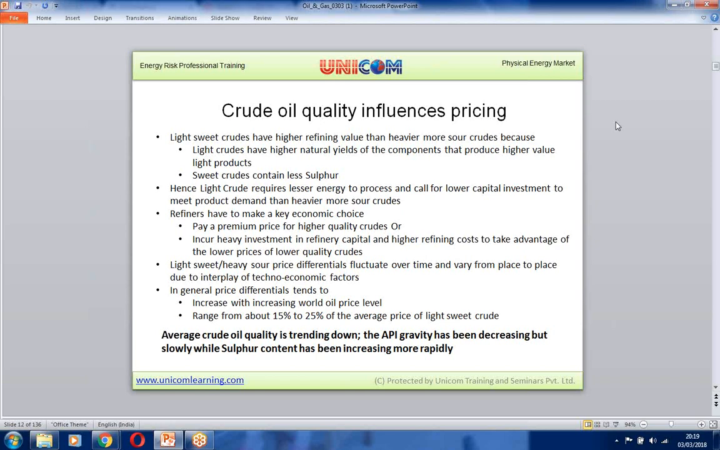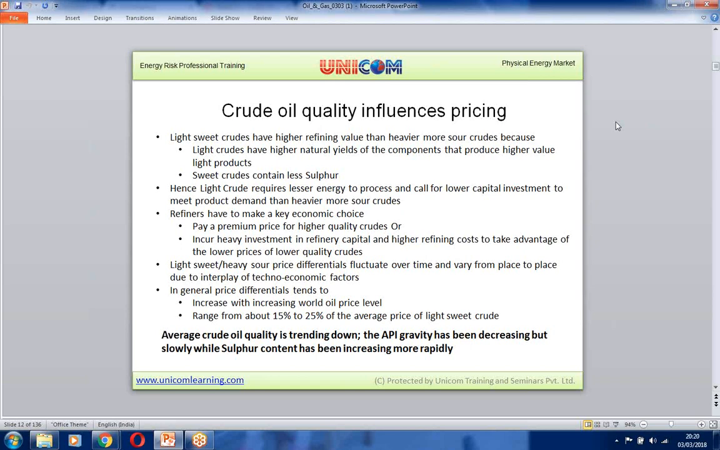So automatically, natural yield in the light and sweet crudes has this quality. So they command a premium market. Again, the sweet crudes contain less sulfur, so you have to put in less equipment to control sulfur. So it is less capital intensive to process light sweet crude. So it commands a premium.